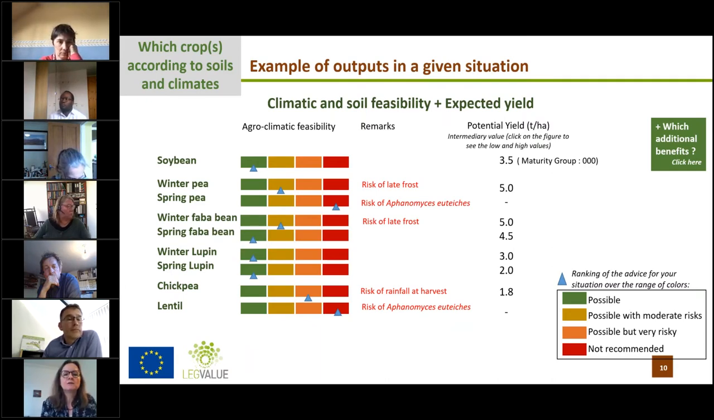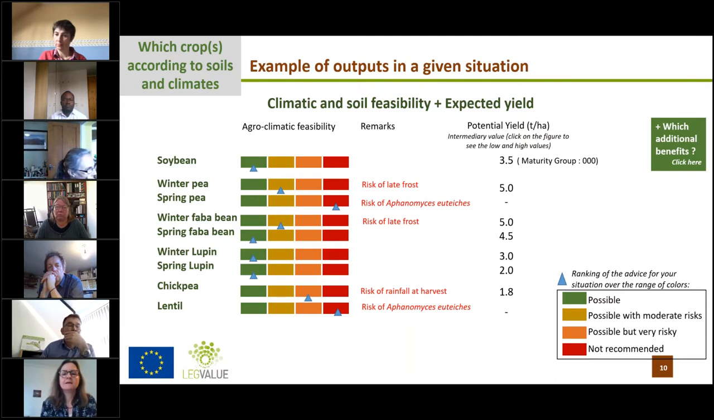So here is the result according to his situation about the technical feasibility for growing the whole range of different grain legumes. And here you will see the pointer, which shows whether growing this crop is possible with moderate risk, possible but very risky, or not recommended. And when some risks are identified, they are explained. They can also access the value of the potential yield. Here it's the intermediate value, and he could also get the minimum, a low value, and a high value of this potential yield.